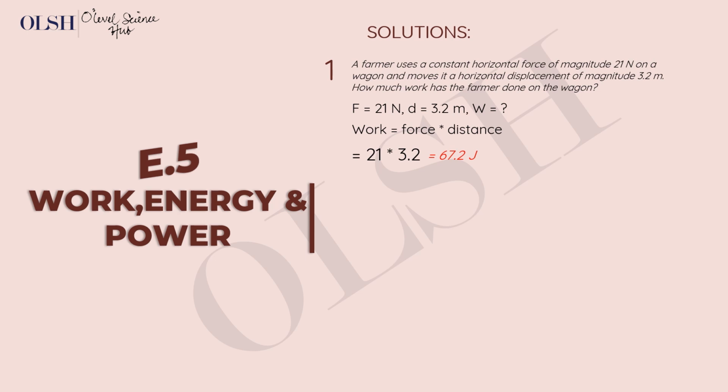Okay. Now the second question is: a 1000 kg elevator accelerates upwards at 10 meters per second squared for 10 meters, starting from rest. How much work does gravity do on the elevator?